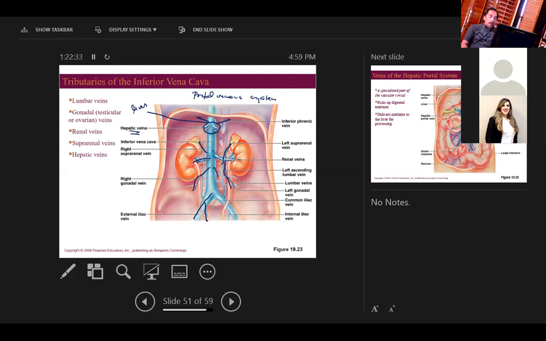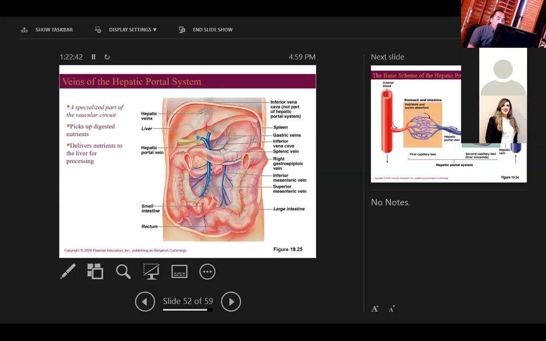Okay. All right, now we're going to take a look at what happened to this portal system. Okay, so the hepatic portal system are vessels that collect nutrients from the intestinal tract. So remember, whatever you digested is going to be carried by the venous system of the hepatic portal.